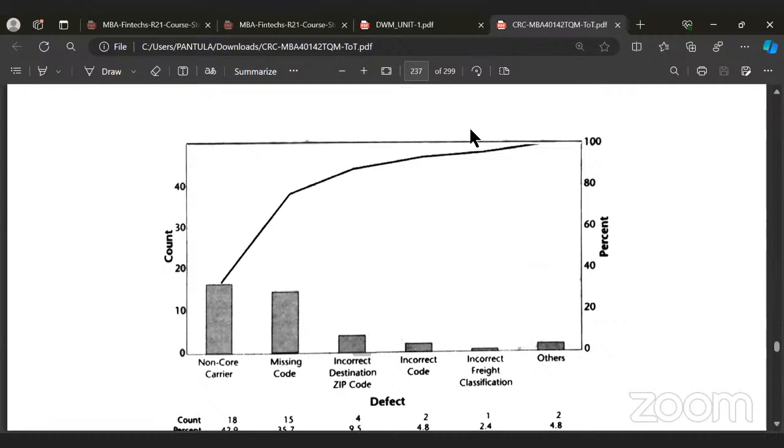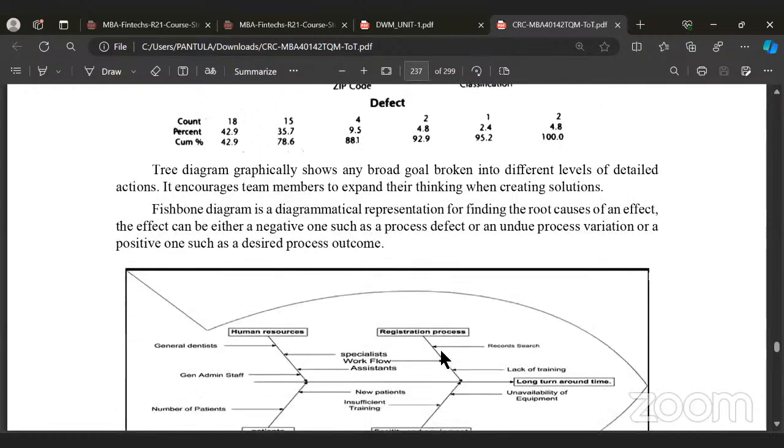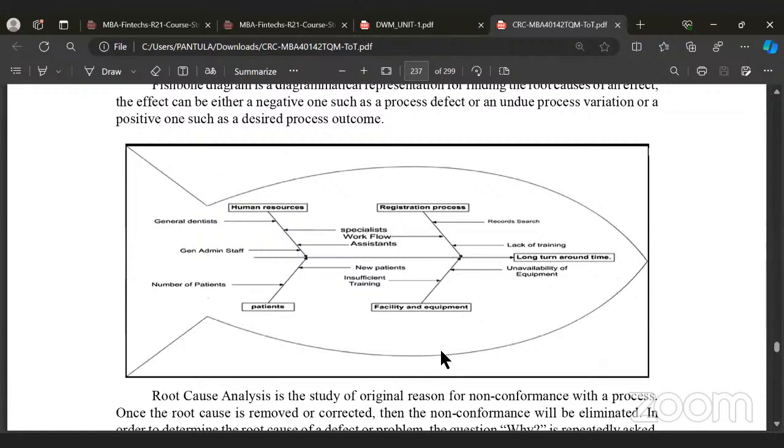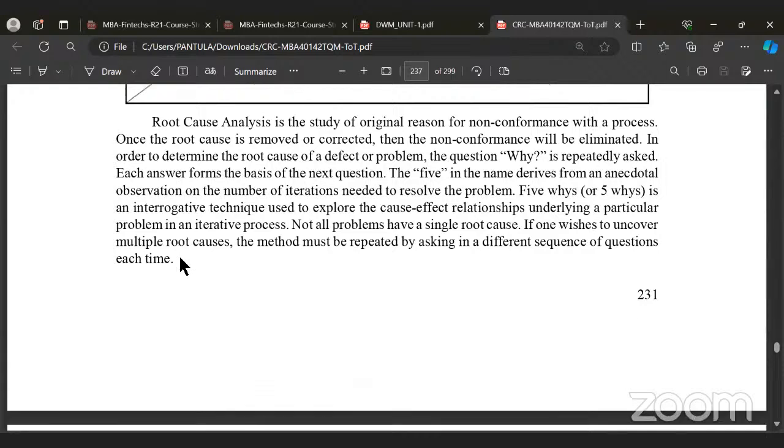This is an example: counts, non-core carriers, missing codes, and incorrect description and incorrect code. So then it can be done. Then here is another fishbone diagram, an example of a fishbone diagram. You can see here the general district human resources of patients and the registration process, facilitating and long term. So this is called the fishbone diagram and root cause analysis.